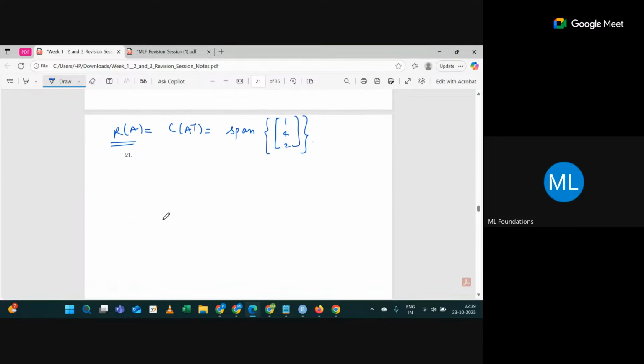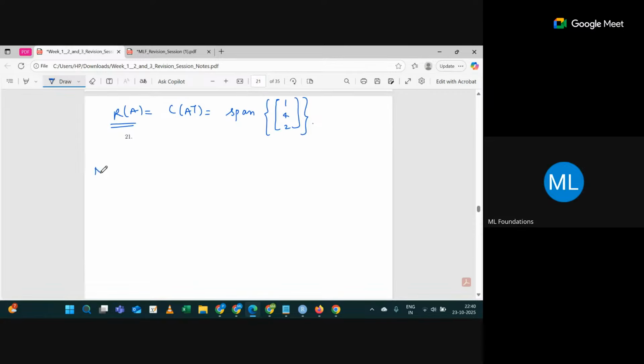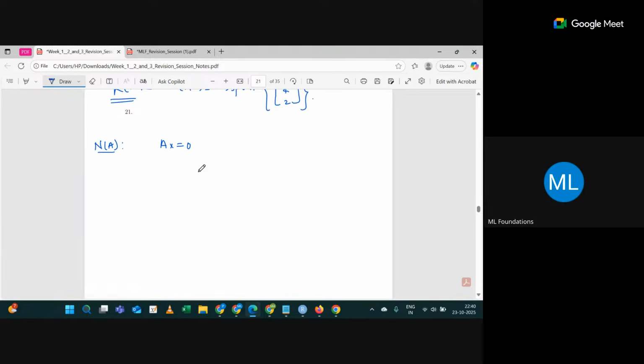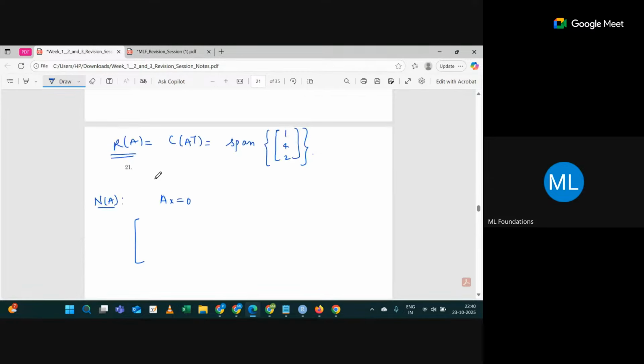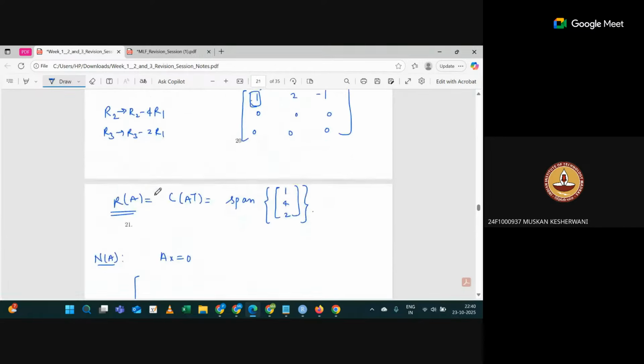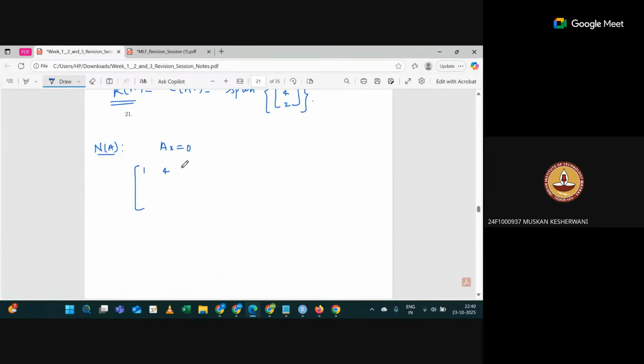Now, what about the null space of A? To calculate the null space of A, what we need is Ax equal to 0, right? So first of all, what is the A row? So we know this Ax is what? Let's write. Here we can use the rank-nullity theorem directly. Yes, we will use it. Don't worry.